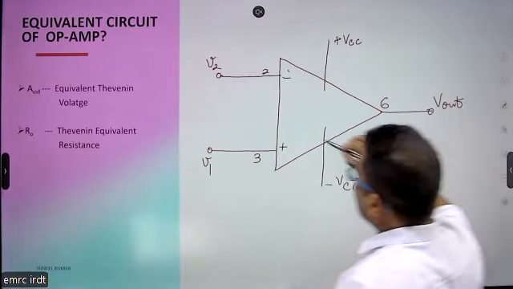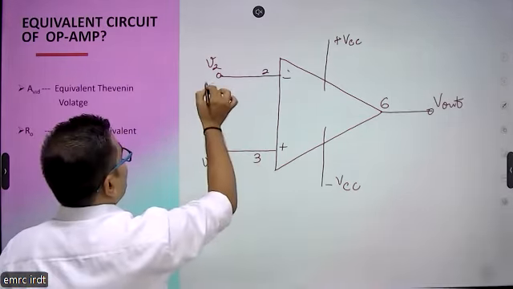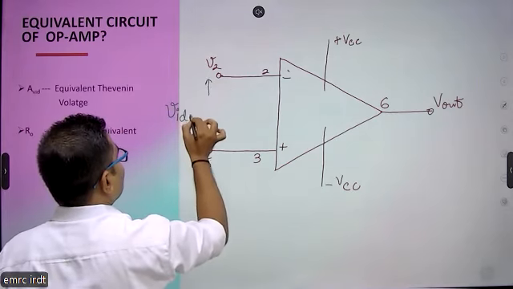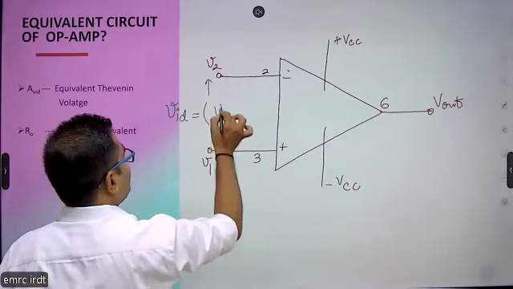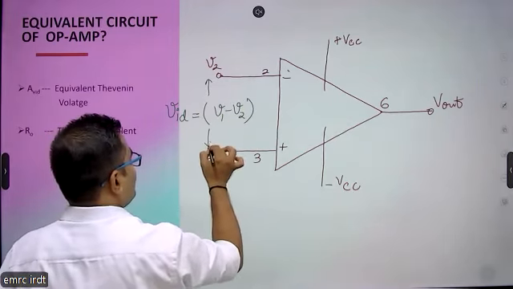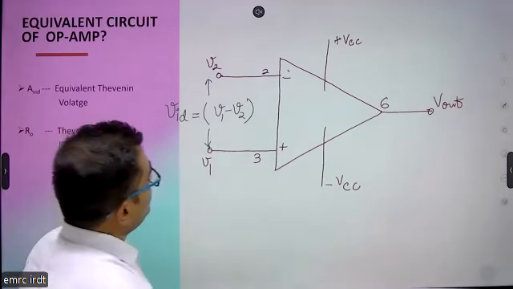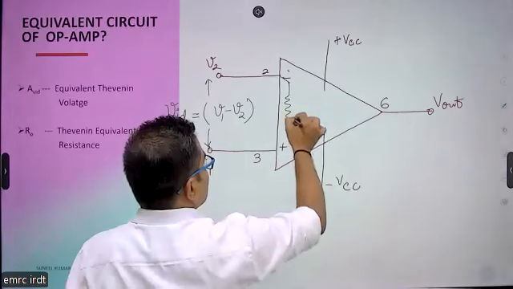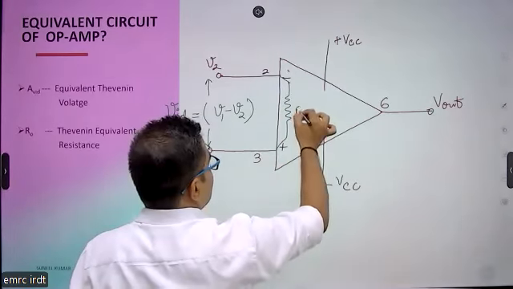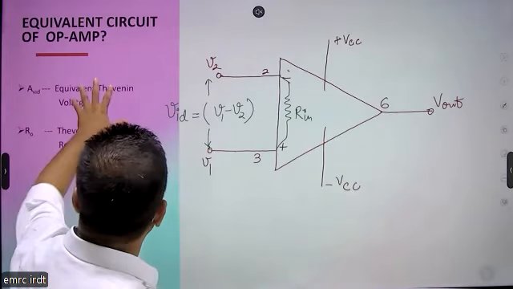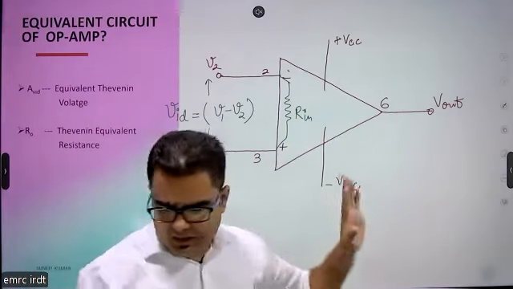Now it will amplify. We know that VID is the difference, V1 minus V2. This difference is going to be amplified. The input resistance is here. So we want to make the equivalent circuit of this operational amplifier.